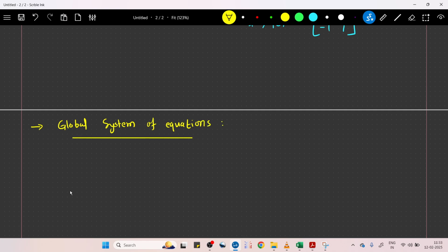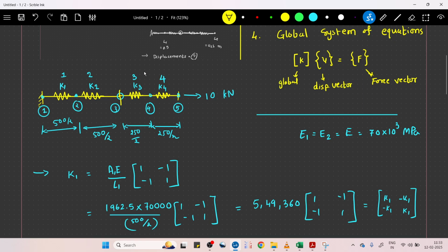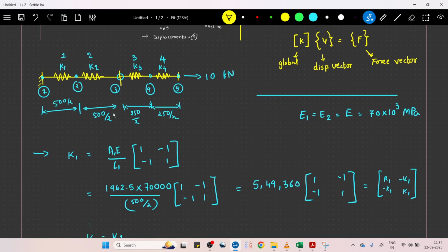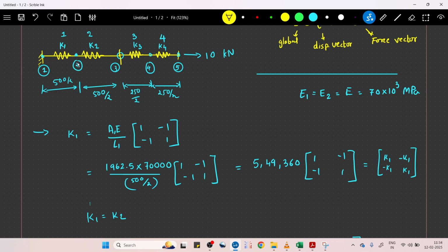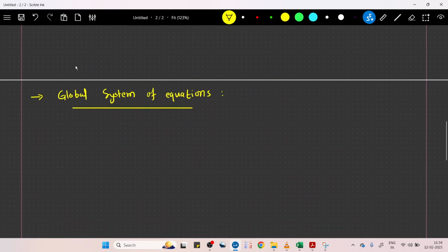Okay, for this particular given problem, node 2 is shared between element 1 and 2. Similarly, node 3 is shared between k2 and k3 elements. Node 4 is shared between element 3 and 4. So I can write the global system of equations.